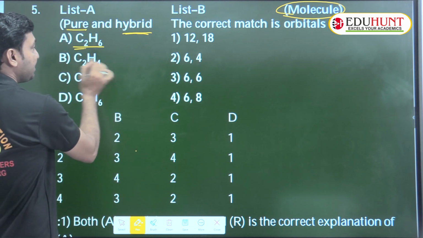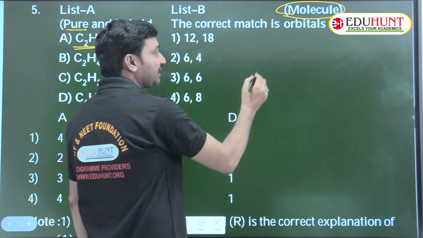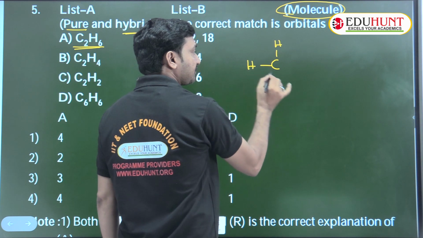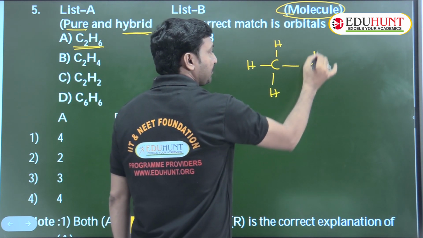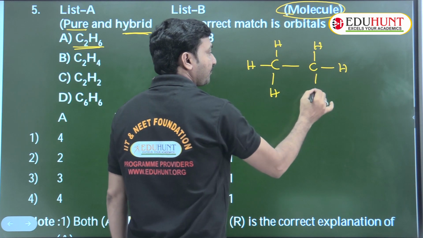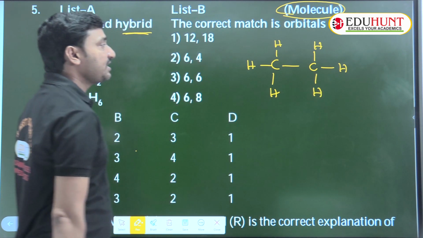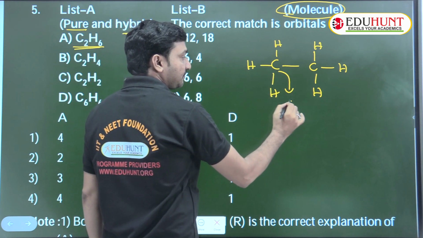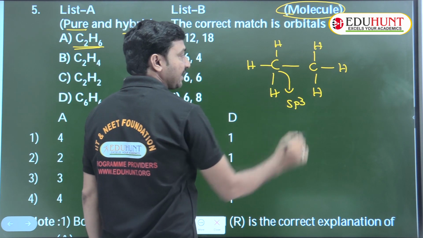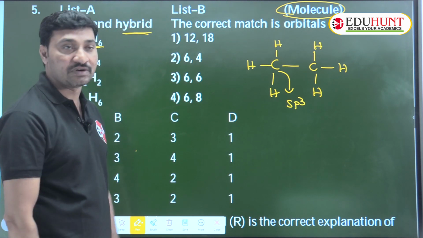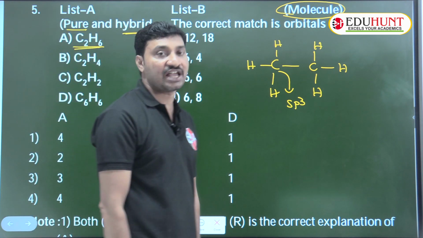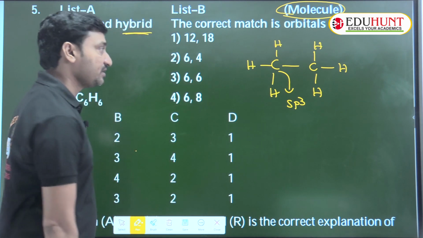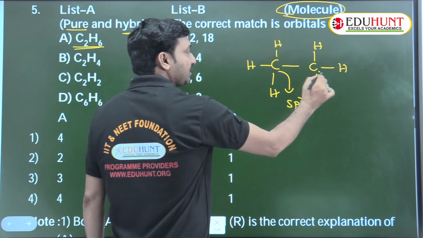First one, C2H6, ethane. What is the structure of C2H6? What is the hybridization of carbon in C2H6? This is sp3 hybridized, right? Why? Because around the carbon 4 bonds are there, 4 sigma bonds. Around the carbon, 4 sigma bonds means sp3 hybridization, 3 sigma bonds sp2, 2 sigma bonds sp. This carbon is also sp3 hybridized.